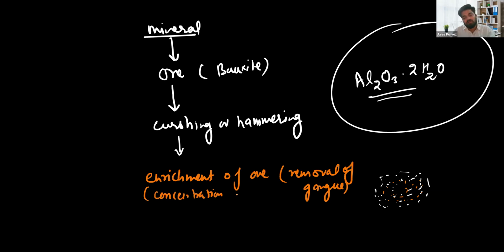Concentration of ores. Okay, so first of all, we will do crushing. After deciding which mineral is an ore, we take the ores only. From those minerals, we choose the ore, and then we crush it into powder. What happens next? After crushing, we will do the separation of gangue. There are different methods for separating out the impurities from the ore.